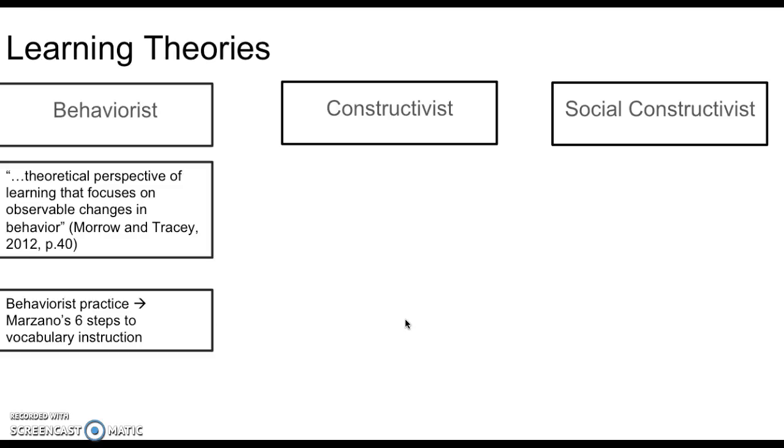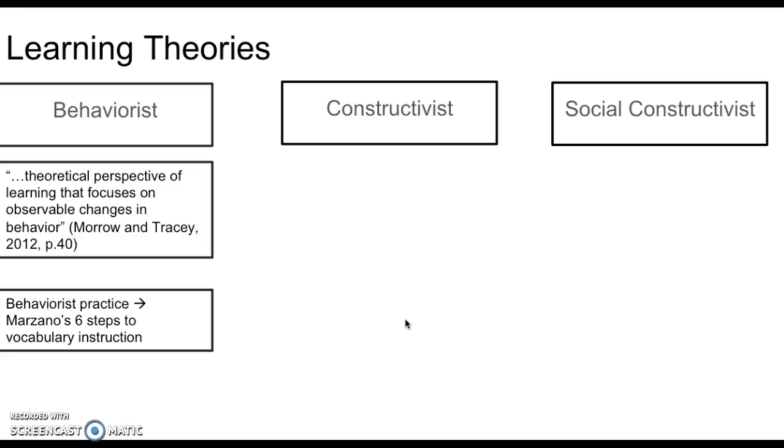First, the goal of Marzano's 6 steps to vocabulary instruction is to help students learn and internalize new words. The program attempts to achieve this by breaking down the instruction of new vocabulary words into 6 steps. And this breaking down of a skill into steps very much aligns with behaviorist theories.